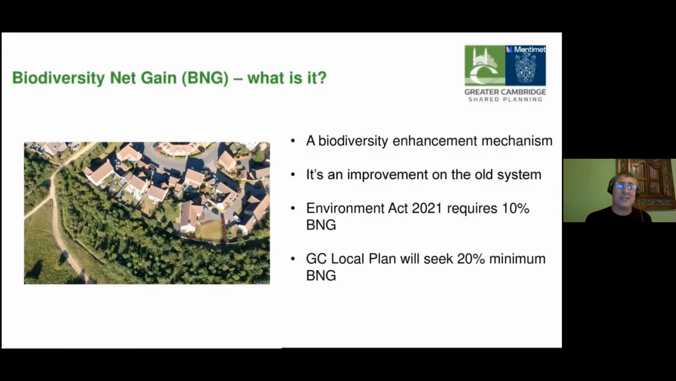But I think you can see from this that there's a clear trajectory from a system that didn't really used to deliver for biodiversity. But clearly, the intention is that we really want to see those net gains on the ground making a difference. Next slide, please.